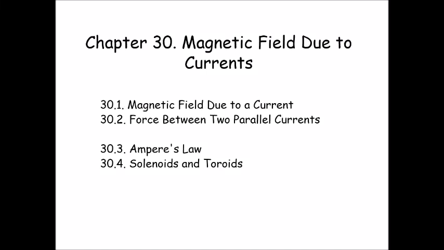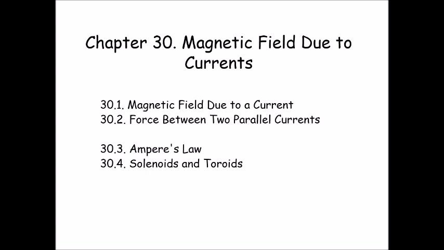Hi everyone. Today we will be talking about magnetic field due to current. In the previous chapter we assumed that there is a magnetic field created by a certain source and we tried to calculate the magnetic force. Today we will talk about one of the sources of magnetic field, which is a current carrying wire.